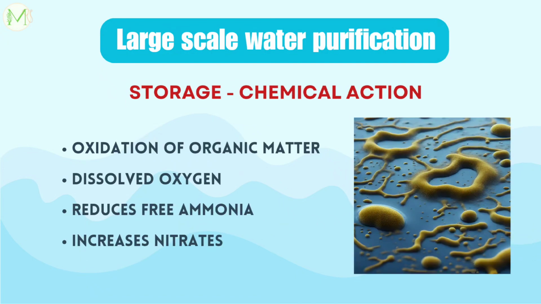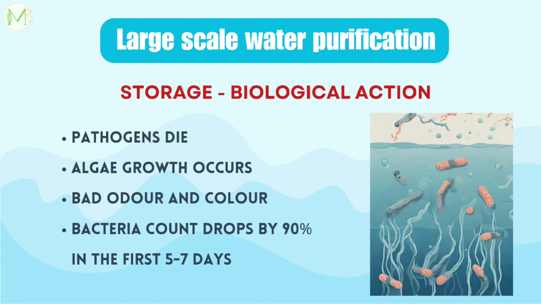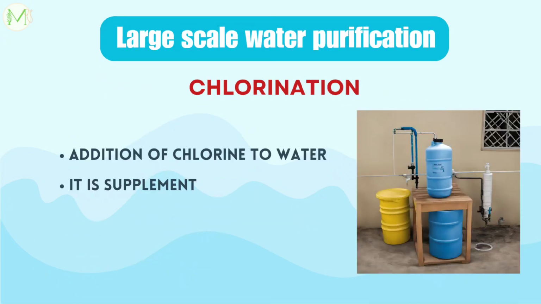Chemically, the aerobic bacteria oxidize the organic matter present in the water with the help of dissolved oxygen, thereby reducing the content of free ammonia and increasing the concentration of nitrates. Biologically, during storage, the pathogenic organisms gradually die out. However, if the water is stored for a long period of time, there is likelihood of development of vegetable growths like algae, which imparts a bad smell and color to the water.